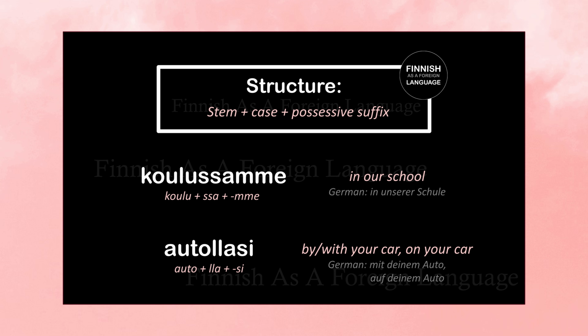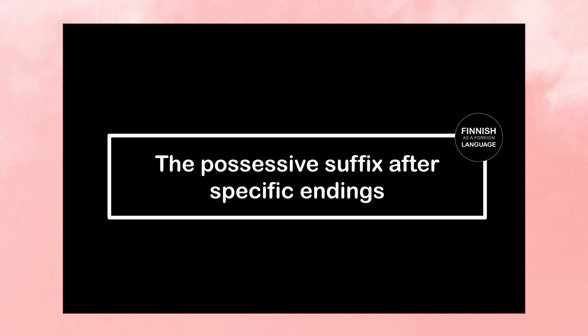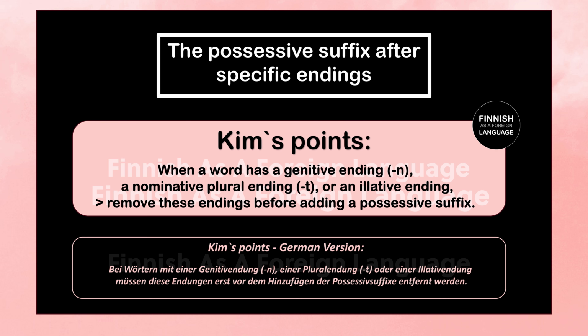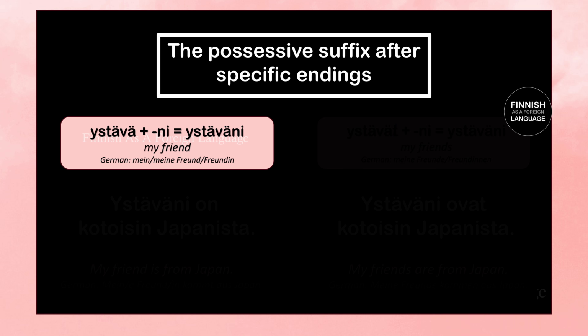We carry on with our next chapter, the possessive suffix after specific endings. So when we have a word that has the genitive ending n, the nominative plural ending t, or an illative ending, then we have to remove this ending before we add a possessive suffix. Let's take a look at one example.